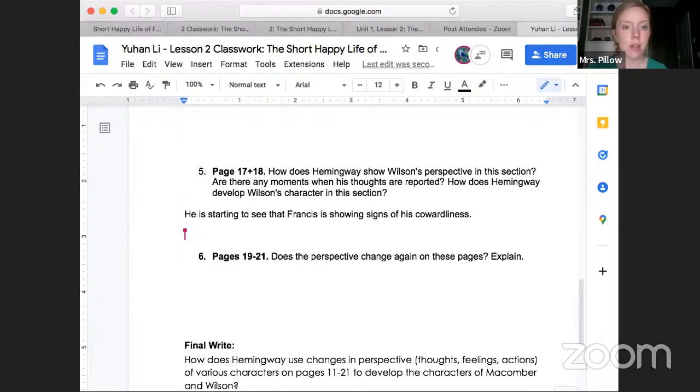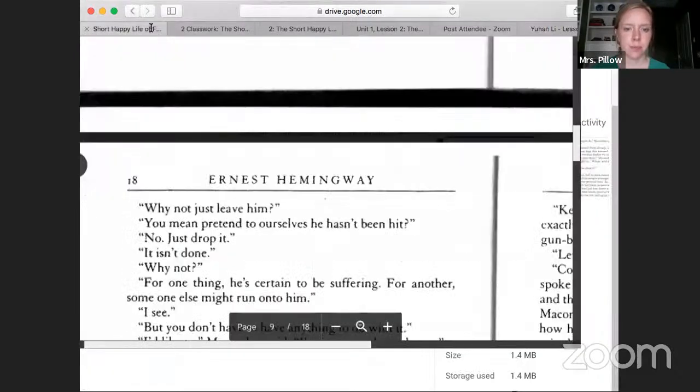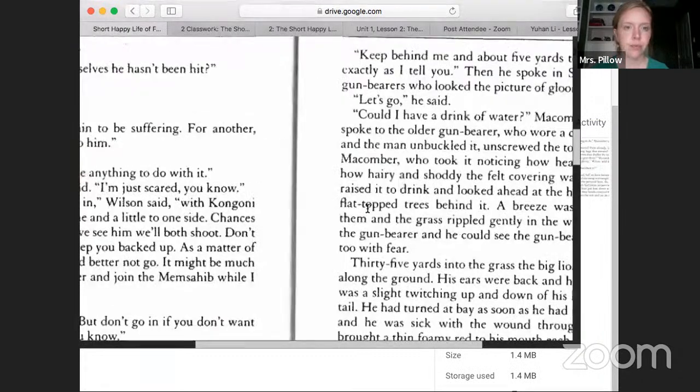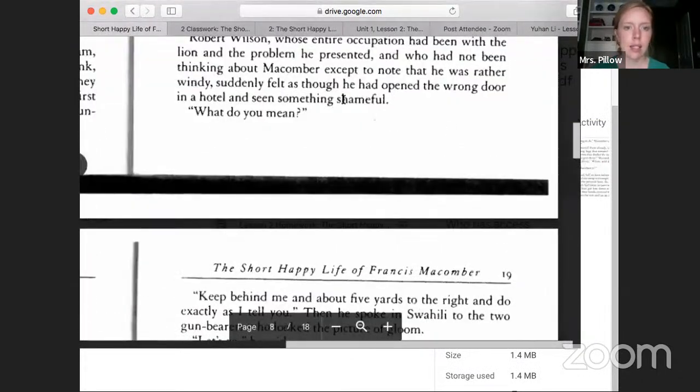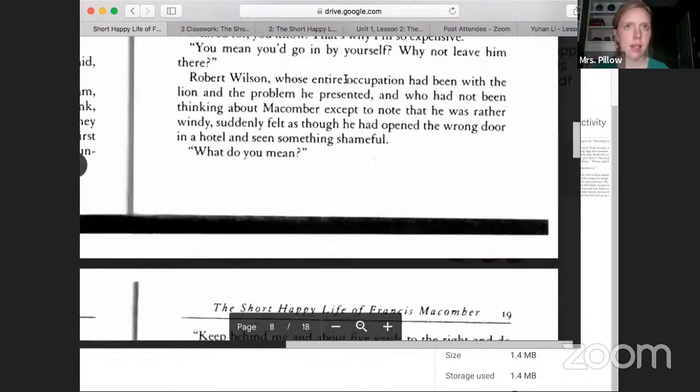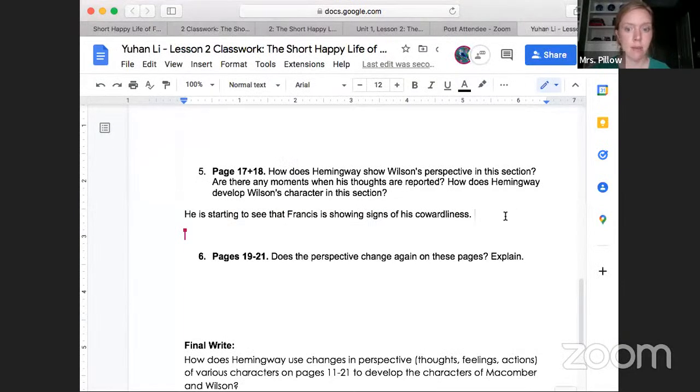Okay, so we saw the moment where his thoughts were reported, very brief, on the bottom of 17. How does Hemingway develop his character? That's a much harder question. Well, I think what we can say to that, he has this idea of cowardliness as something shameful. So we're starting to see that Wilson has an idea that being brave is something positive and being a coward is something you need to be ashamed of. So not showing bravery is bad, unwanted, undesirable, and shameful to Wilson. And that's, I think, a development there.